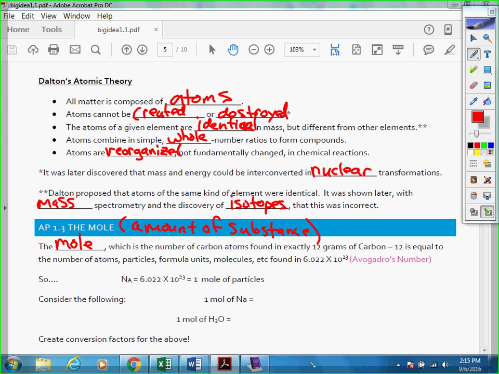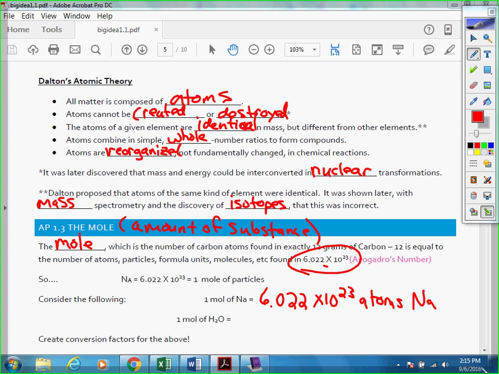You must use the 2, the 2. This is what AP expects you to use, so don't get lazy and don't skip the last 2. You have to use that 2. So 1 mole of sodium atoms equals 6.022 times 10 to the 23rd atoms Na. Okay? What about 1 mole of water, H2O?